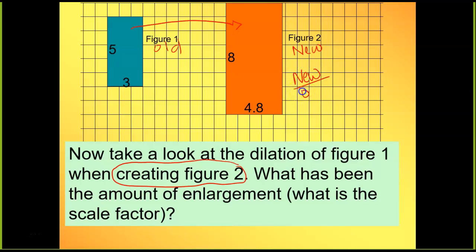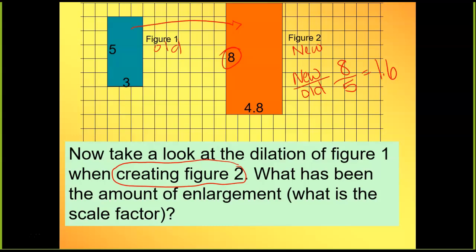New over old. Somebody give me a new measurement. A new measurement, I heard 8 first. What is its corresponding old measurement? All right, so 8 over 5 could be a scale factor, or what is 8 divided by 5 and make it a decimal? You have a calculator, please use it. You should get 1.6. So, my scale factor is 1.6, or you might see it written as the fraction 8 over 5.